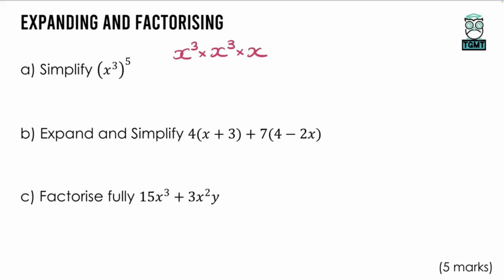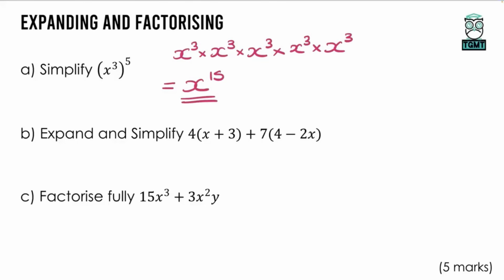Now it would be a long process if every single one of these questions we wanted to rewrite it, but as a fail-safe method, you could write it out 5 times, and then we just add up all those 3s. If you add up 5 3s, that's just the same as doing 5 times 3. So our answer is x to the power of 15.